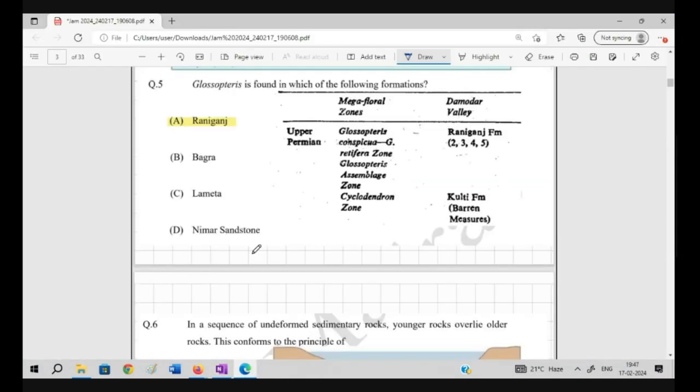Okay, then let's move to the next one. You can see it is asking that the Glossopteris fossil is found in which of the following formations. And if you remember, Glossopteris is a plant fossil. Okay, it is a plant fossil. It represents the leaf of a plant, and it is associated with which type of stratigraphic succession? The Lower Gondwanas. Okay.